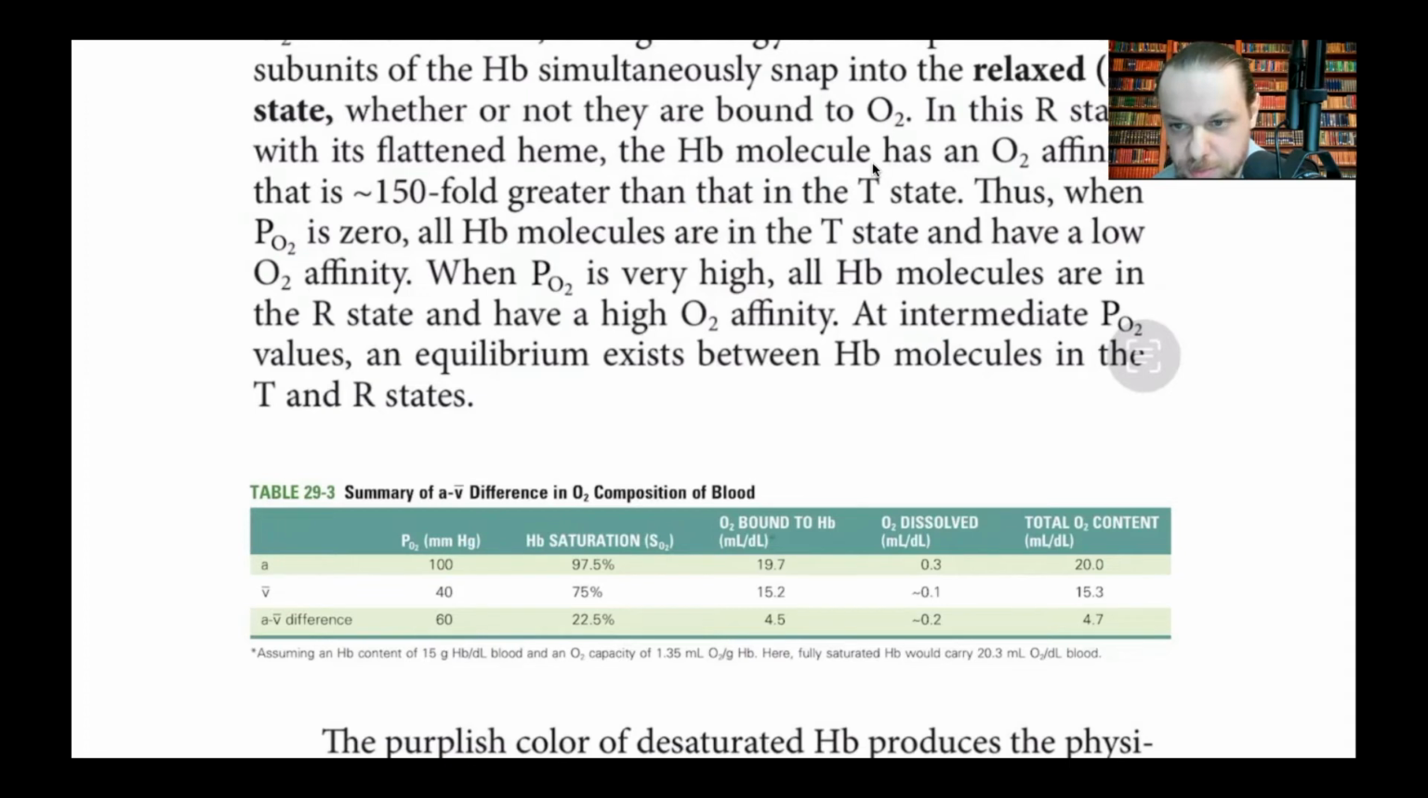So tense state is the left shift? The tense state will be the left shift, is correct. Sorry, the tense state will be the right shift. Okay. Tense state is the right shift. It wants to get rid of oxygen. The relaxed state will be the left shift, where it holds onto the oxygen. So I'm just going to repeat it one more time. Tense state, right shift. Relaxed state, left shift.